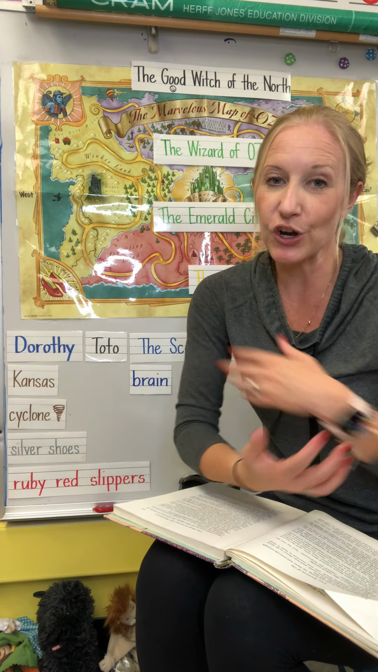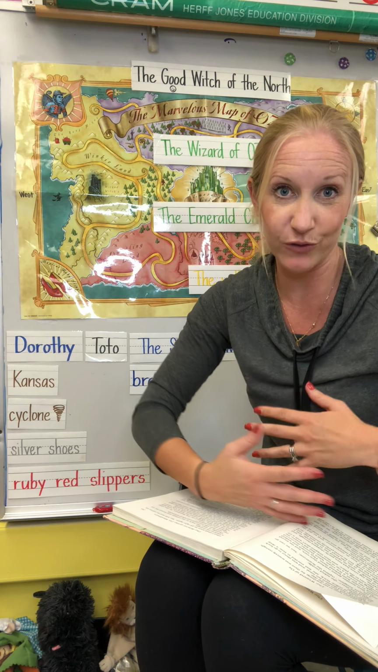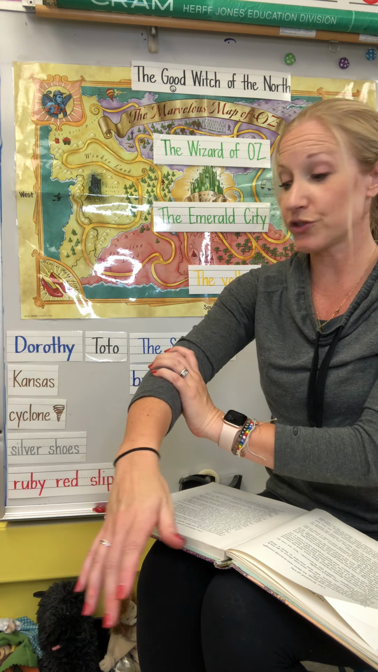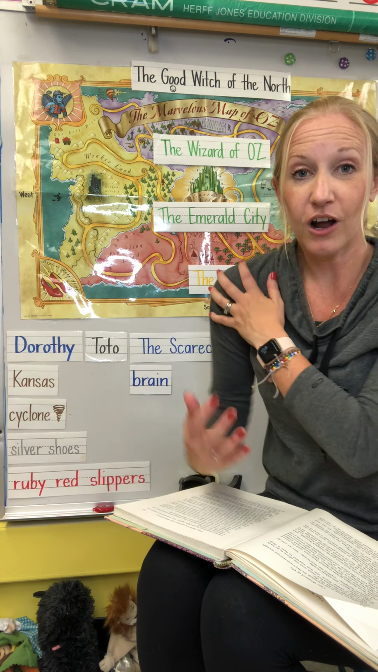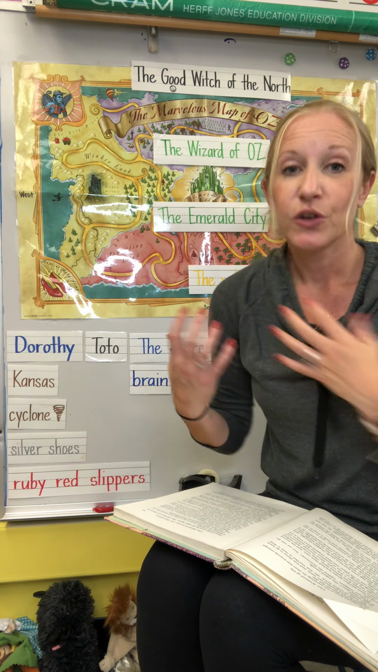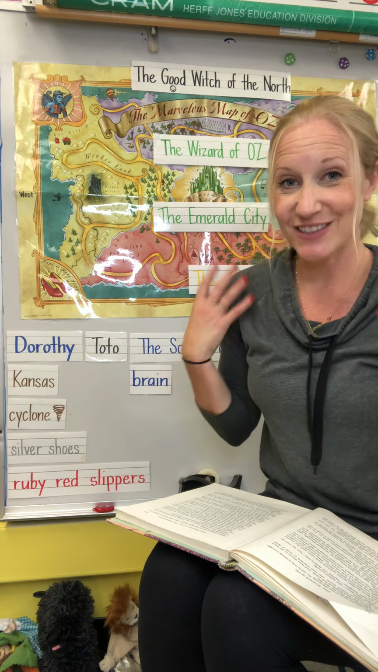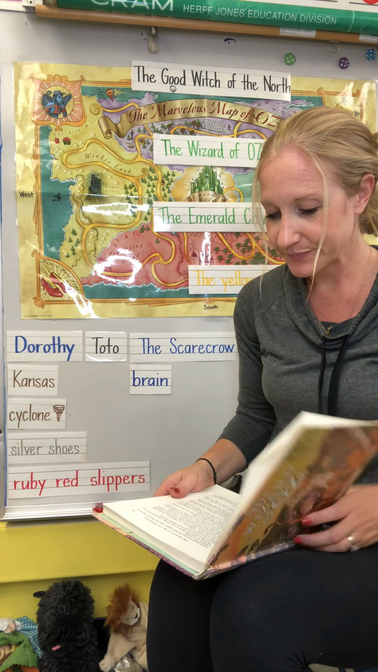So our joints are anywhere where our skeleton can move. So we've been studying skeletons. So you know that there's certain places where our joints can move. So the same goes with the Tin Woodman. He needs oil on those joints so that he can move again.